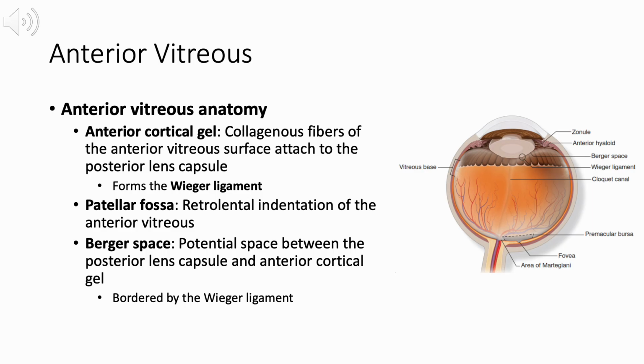Continuing anteriorly, the patellar fossa is identified as a retrolental indentation of the anterior vitreous. This indentation corresponds to the contour of the posterior lens surface and reflects the close anatomical relationship between the vitreous and the lens. Adjacent to this region is the Berger space, which is a potential space located between the posterior lens capsule and the anterior cortical gel. This space is bordered by the Wieger ligament, further defining the boundaries of the vitreo-lenticular interface.